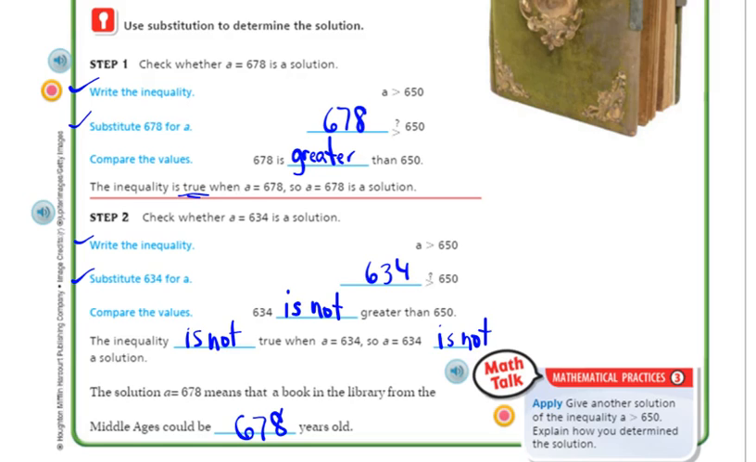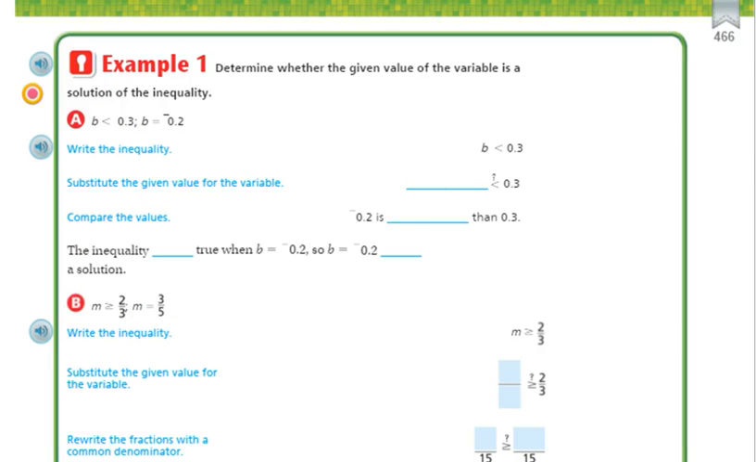466. All right, thanks for getting that set up here. We're going to go ahead and get into example 1. Let's read the directions. Determine whether the given value of the variable is a solution of the inequality.